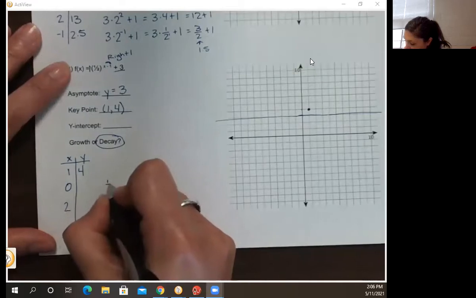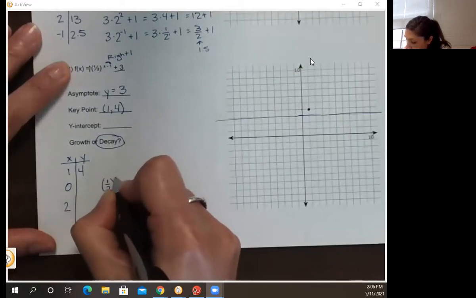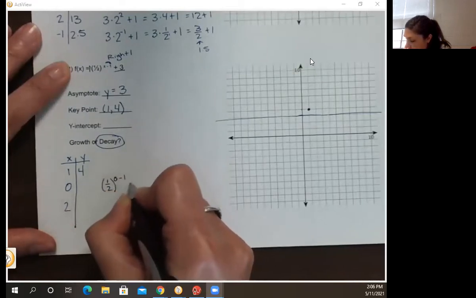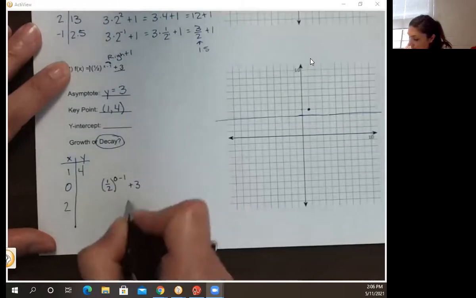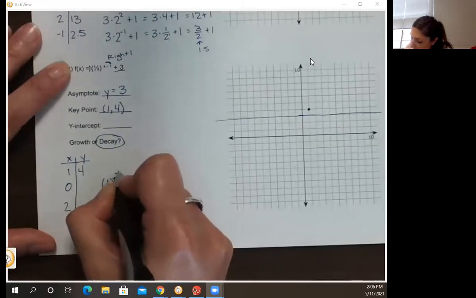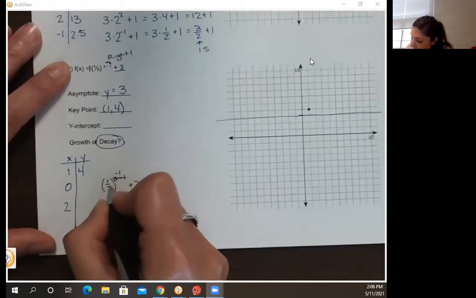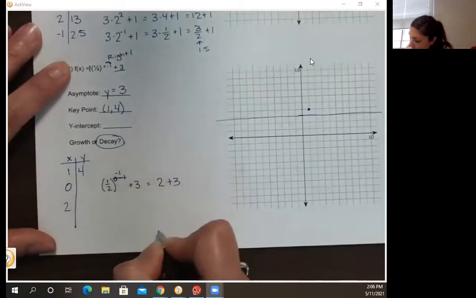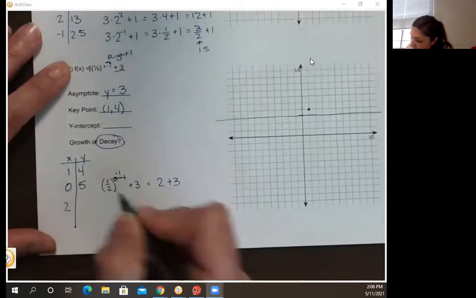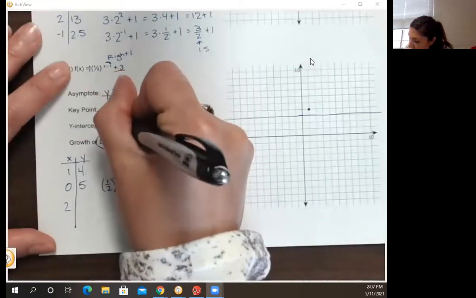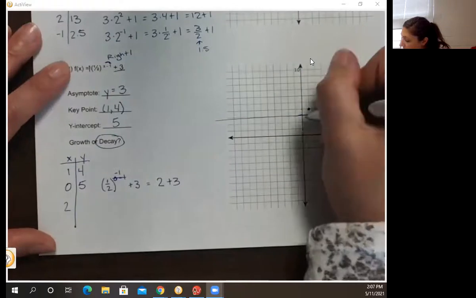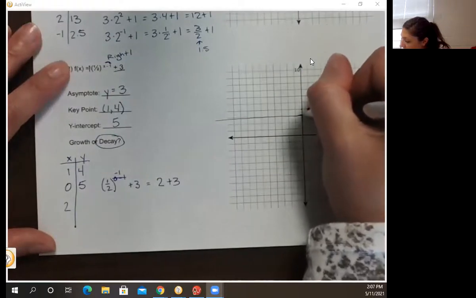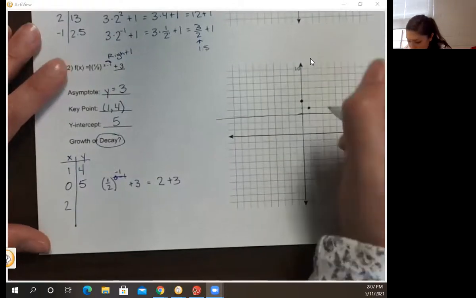So this would be 1/2 to the 0 minus 1 plus 3. My exponent here then would be -1, and that means that we're going to flip this. So 2 plus 3. 2 plus 3 gives me 5. So my y-intercept is 5, and I can go ahead and plot that point. So 1, 2, 3, 4, 5. There we go.